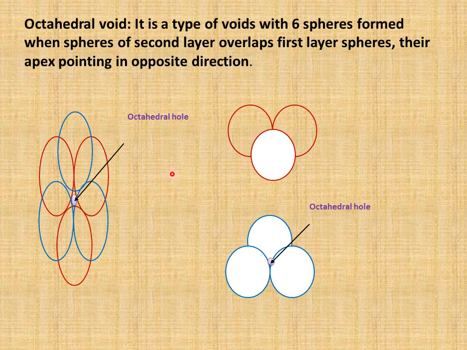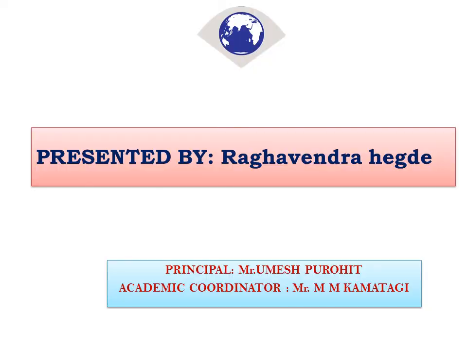Okay, students, this is about the three-dimensional arrangement. We have understood only placing the second layer over the first. In that, what are the things obtained? Triangular void, tetrahedral void and octahedral void. Students, in the next class we are going to understand the placing of the third layer over the second layer. Thank you, dear students, for your kind understanding.